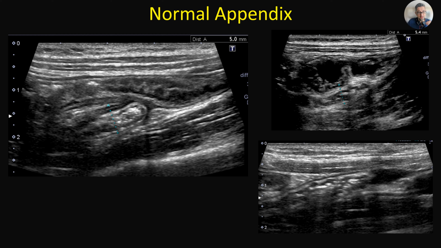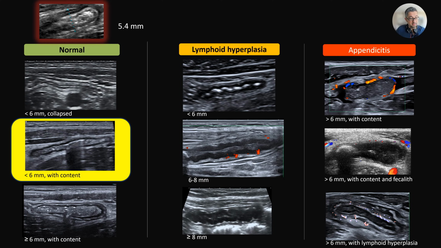Here is another example of a normal appendix measuring up to 5.4 millimeters. It is located underneath the terminal ileum. The terminal ileal wall looks a little bit thickened here, a little distended here, and the appendix is right below it. There is content, there is no lymphoid hyperplasia, there is no thickening of the lamina propria, there is no fluid collection. And we can see the appendix nicely here. So this is actually a normal appendix, under 6 millimeters, filled with content.